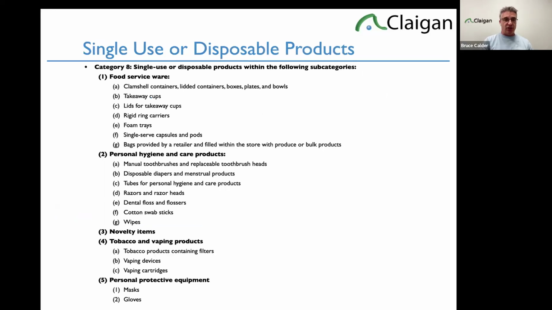Single-use disposable products are in scope, but they're very specific. They're like food serviceware, like the little capsule cups for coffee, the strange little bags you put your produce in that are not reusable. Personal hygiene products: toothbrushes, dental floss, razors. Novelty items. Nobody knows what this category means. Tobacco and vaping products, fine. And single-use masks and gloves, if you do over 1 ton a year of them. By the way, for every subcategory it's over 1 ton, but it's 1 ton of the product.